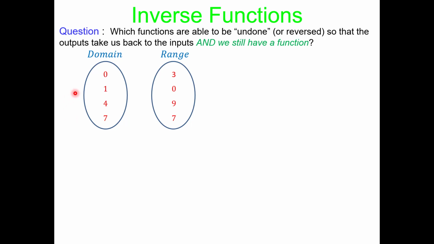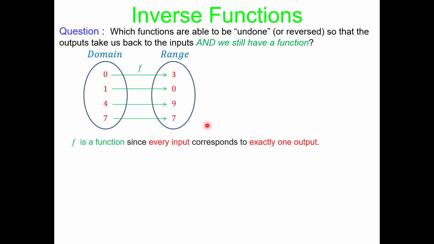Normally, with a regular function, you have a domain, which is your inputs, and a range, which is your outputs. And so the function takes you from domain values to range values. You plug in 0, you get out 3. Plug in 1, you get out 0, and so on. So f is a function since every input corresponds to exactly one output. So this is just talking about function first.